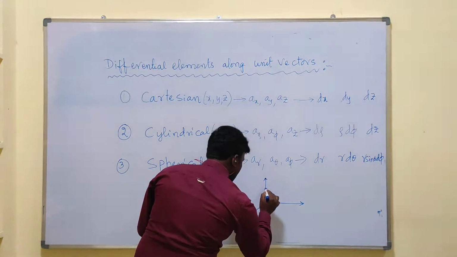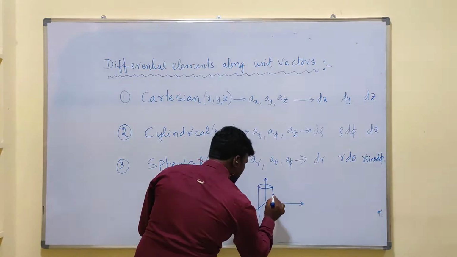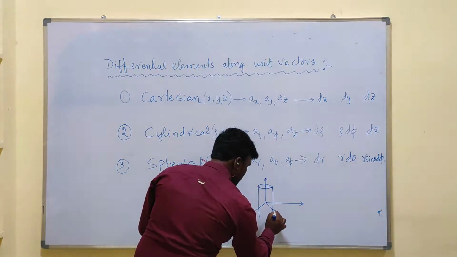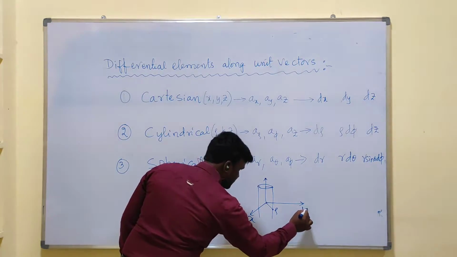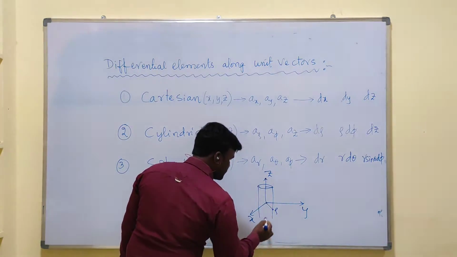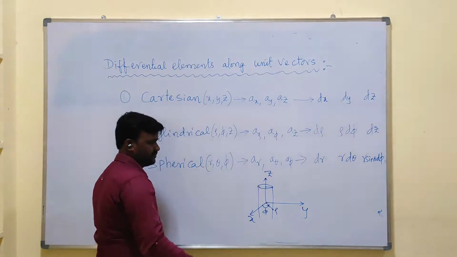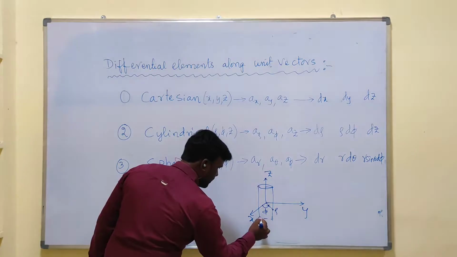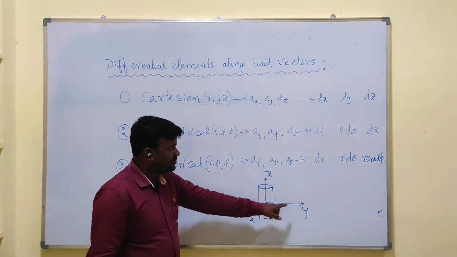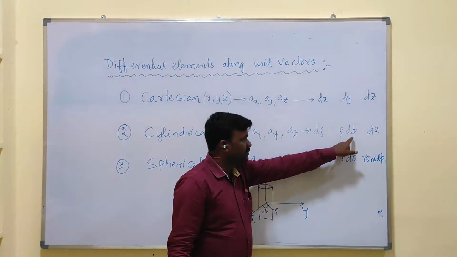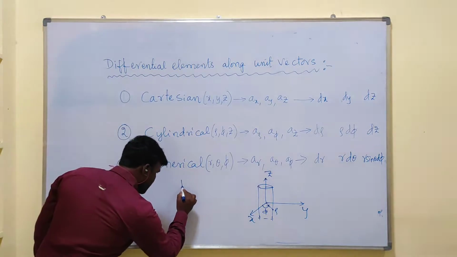Take a small cylinder of radius rho. The radius of the cylinder is rho. This rho is making an angle with x axis. It is x, it is y, it is z. So some angle in anti-clockwise direction, this angle is called what? Phi. Clear? This phi is directed by rho, so that's why in case of differential element along phi direction it is multiplied by rho.